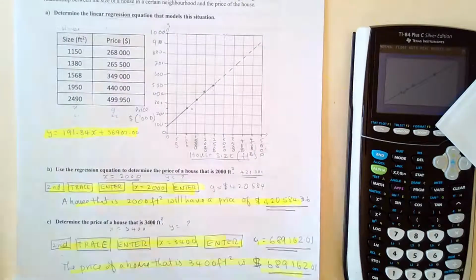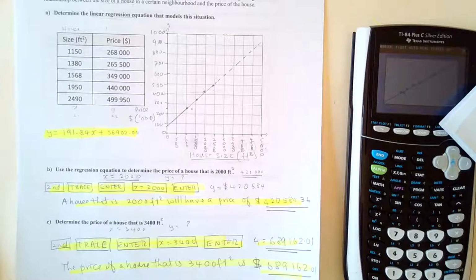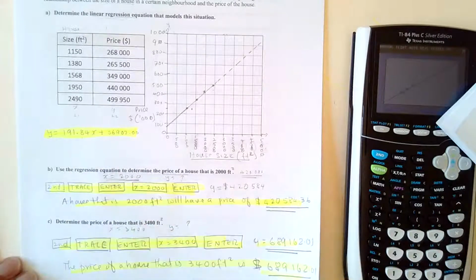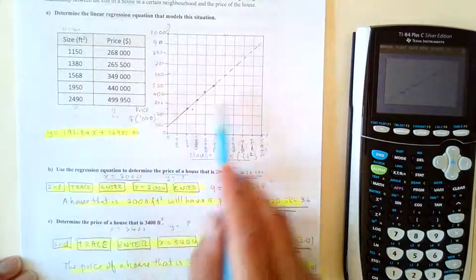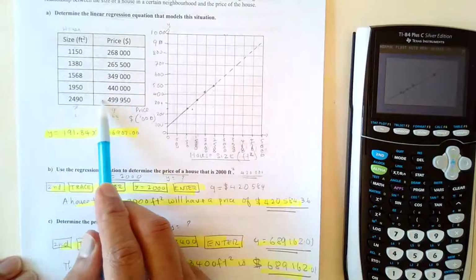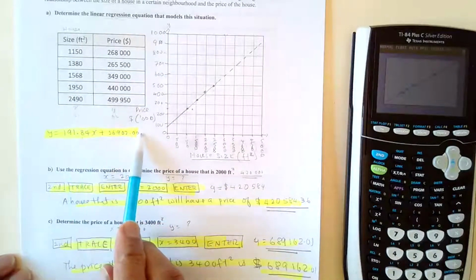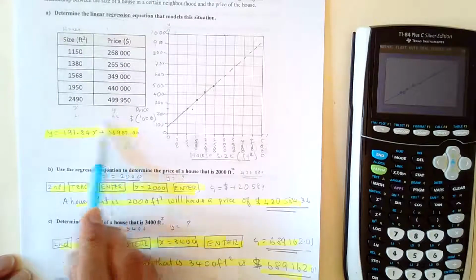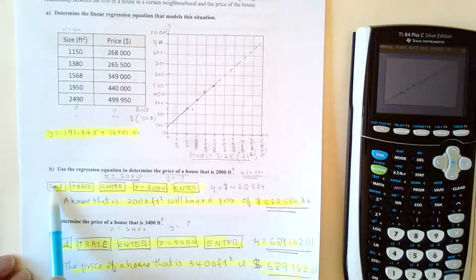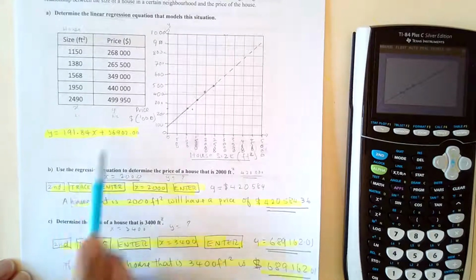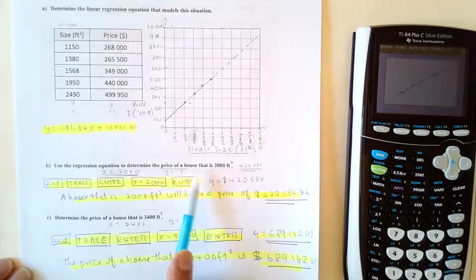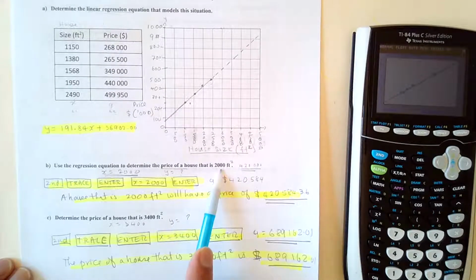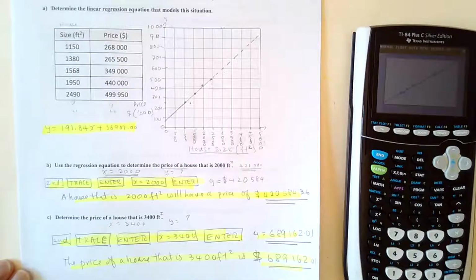So our goal so far was to develop a linear regression equation from a set of data. That was our goal. Here was a set of data, develop a linear regression equation. That's what we did. Then the next step was to use the equation to solve problems. The problem in this case, what is the price of a house of 2,000 square feet given our data?